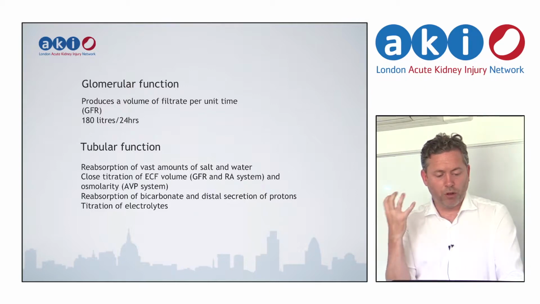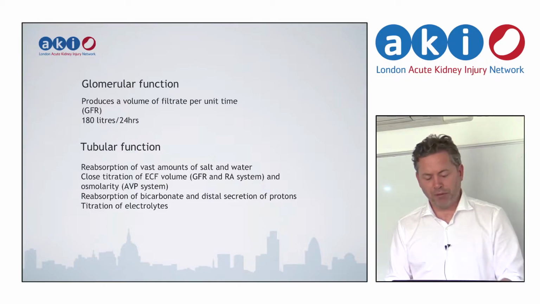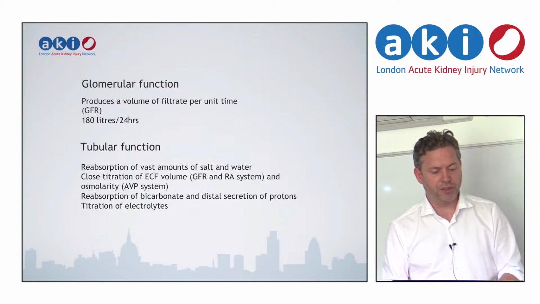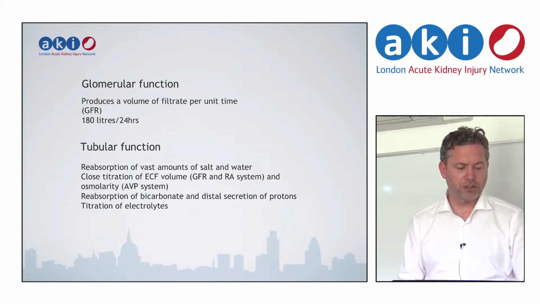The tubules reabsorb large amounts of bicarbonate that have been filtered freely at the glomerulus. The distal tubules secrete protons, and we have this very close titration of electrolytes. So we have a very finely regulated urine volume and composition that therefore maintains our extracellular fluid composition.